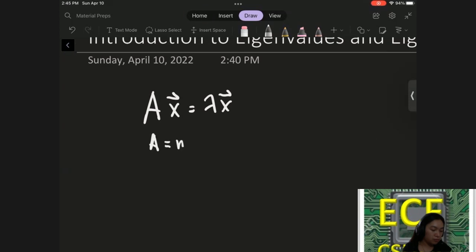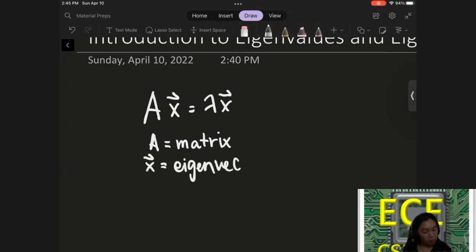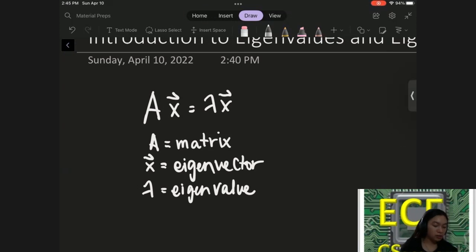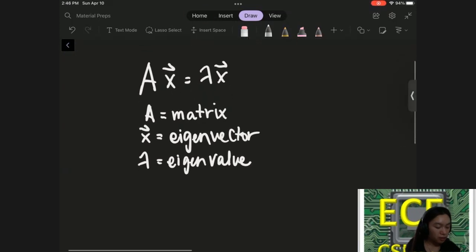Let me write out what each variable means. A is a matrix, and x is your eigenvector. Lambda is a scalar, and that is your eigenvalue. What this equation means is that this vector x, which we're going to call the eigenvector, when multiplied by its corresponding eigenvalue, equals what we would get if we were to take a matrix and multiply it by the eigenvector.